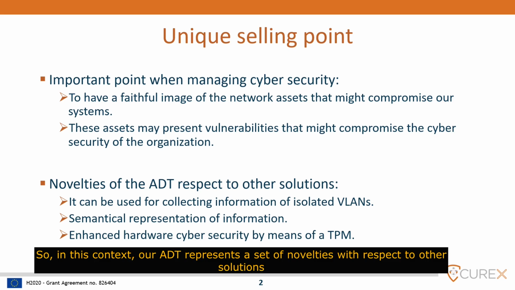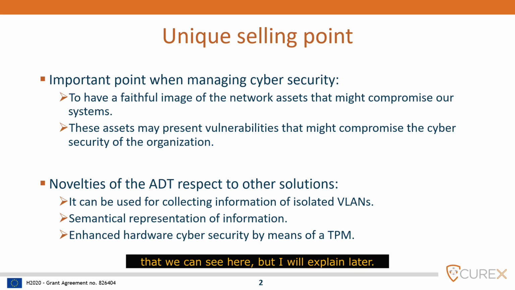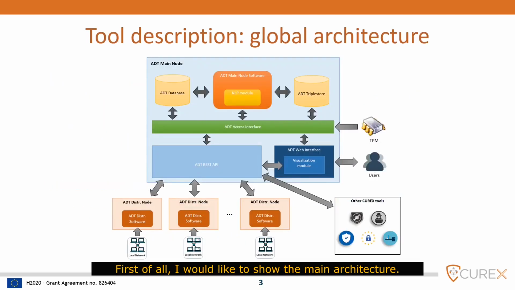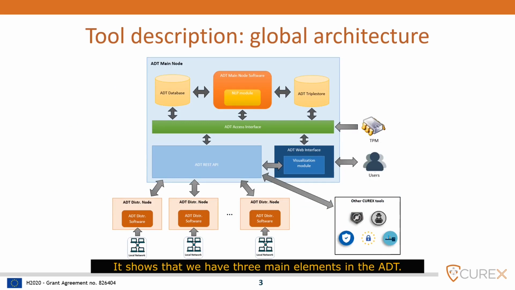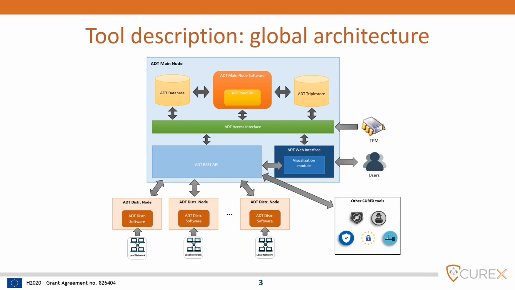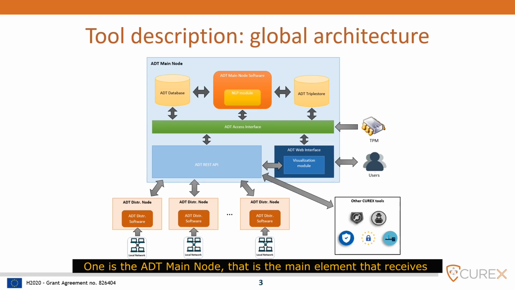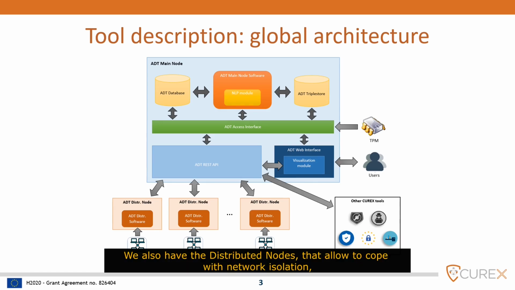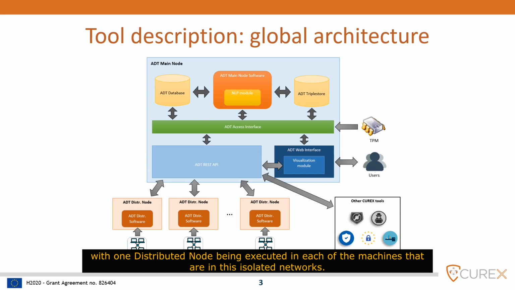So in this context, our ADT represents a set of novelties with respect to other solutions, but I will explain that later. First of all, I would like to show the main architecture. The main architecture shows that we have three main elements in the ADT. One is the ADT main node, the main element that will receive all the information from all the different networks. We have the distributed nodes that allow us to cope with network isolation, with one distributed node being executed in one of the machines in these isolated networks.